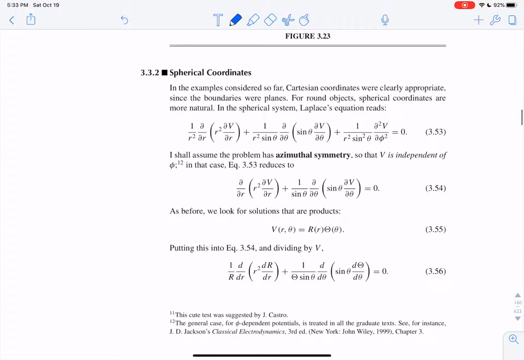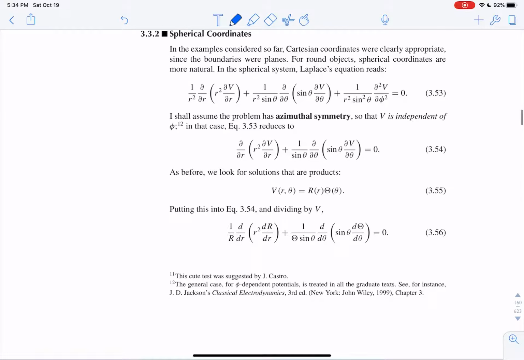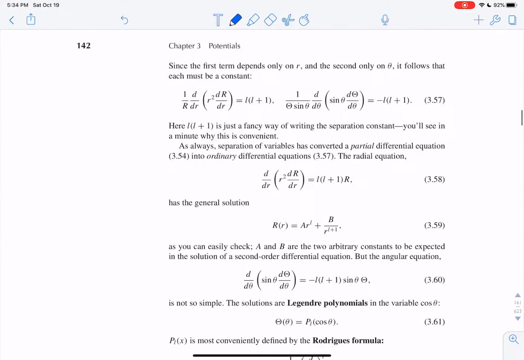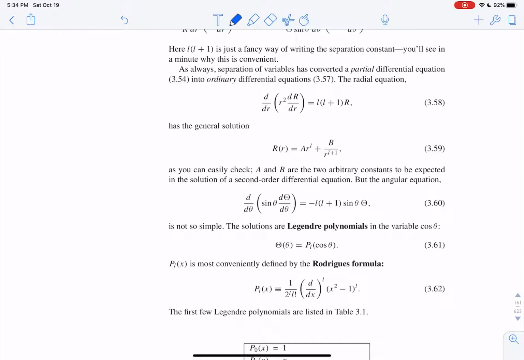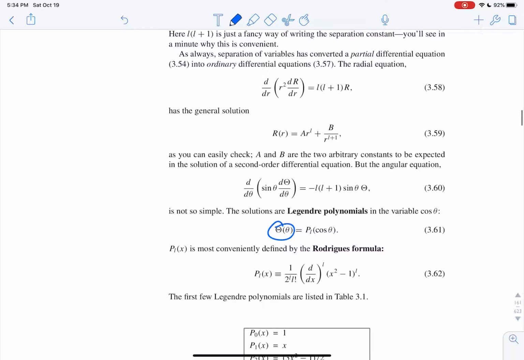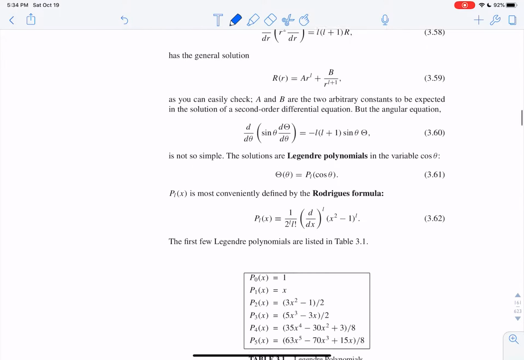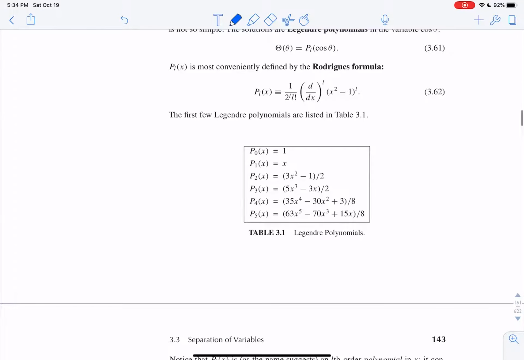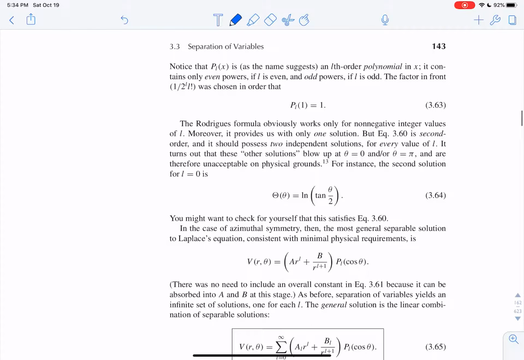Okay, and then in spherical coordinates, instead of x squared, y squared, z squared, depending on the geometry of the problem, you might want to look for that. And instead of functions that are x times y, you look for functions that are r times theta. The solutions you get are called the Legendre polynomials. The functions of theta are these P_L of cosine theta, and P0 is 1, P1 is x, P2 is (3x squared minus 1)/2, and so on. These are the Legendre polynomials that are the solutions to these types of problems.